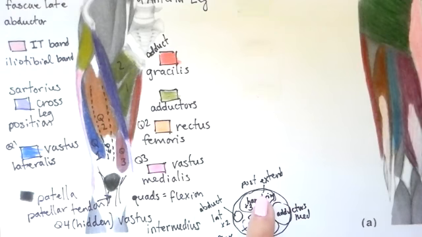On the posterior, we're going to see the hamstrings and a better view of our abductors. But that gets us started with leg muscles. So from here, let's go to the posterior view. All for now.